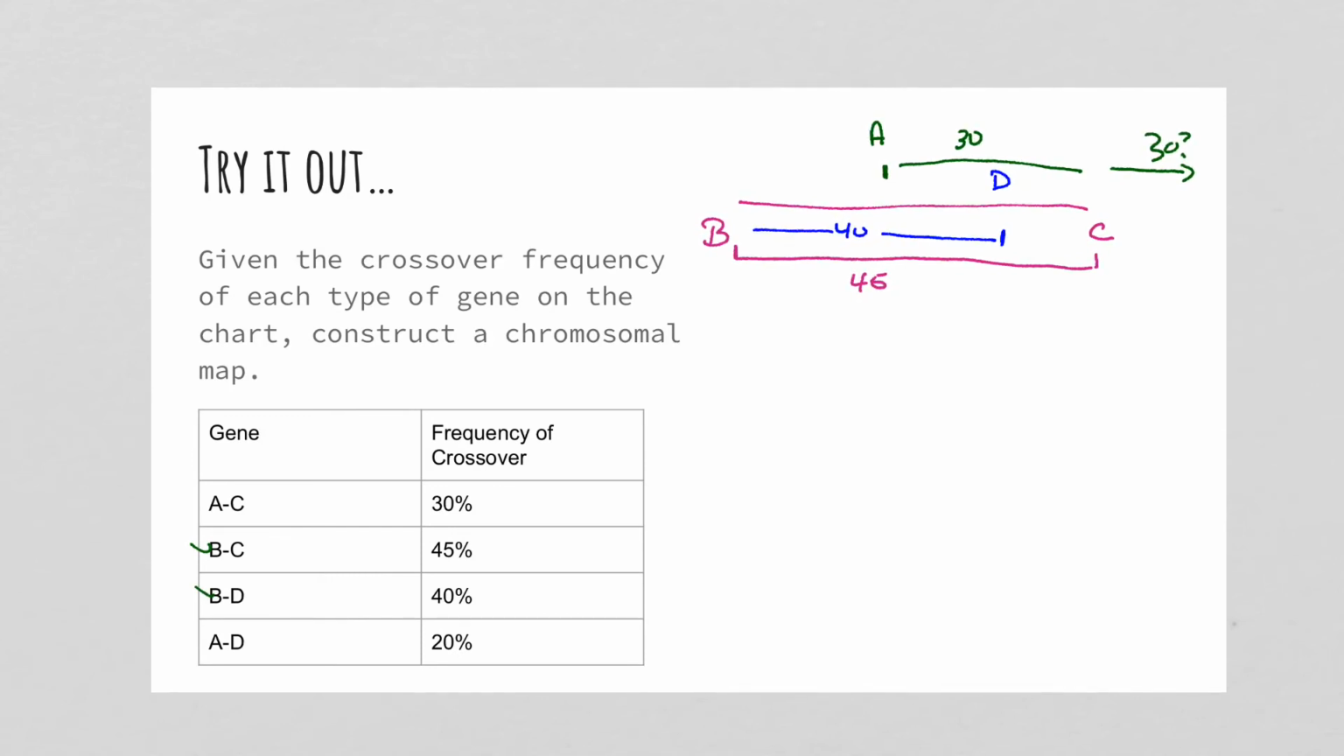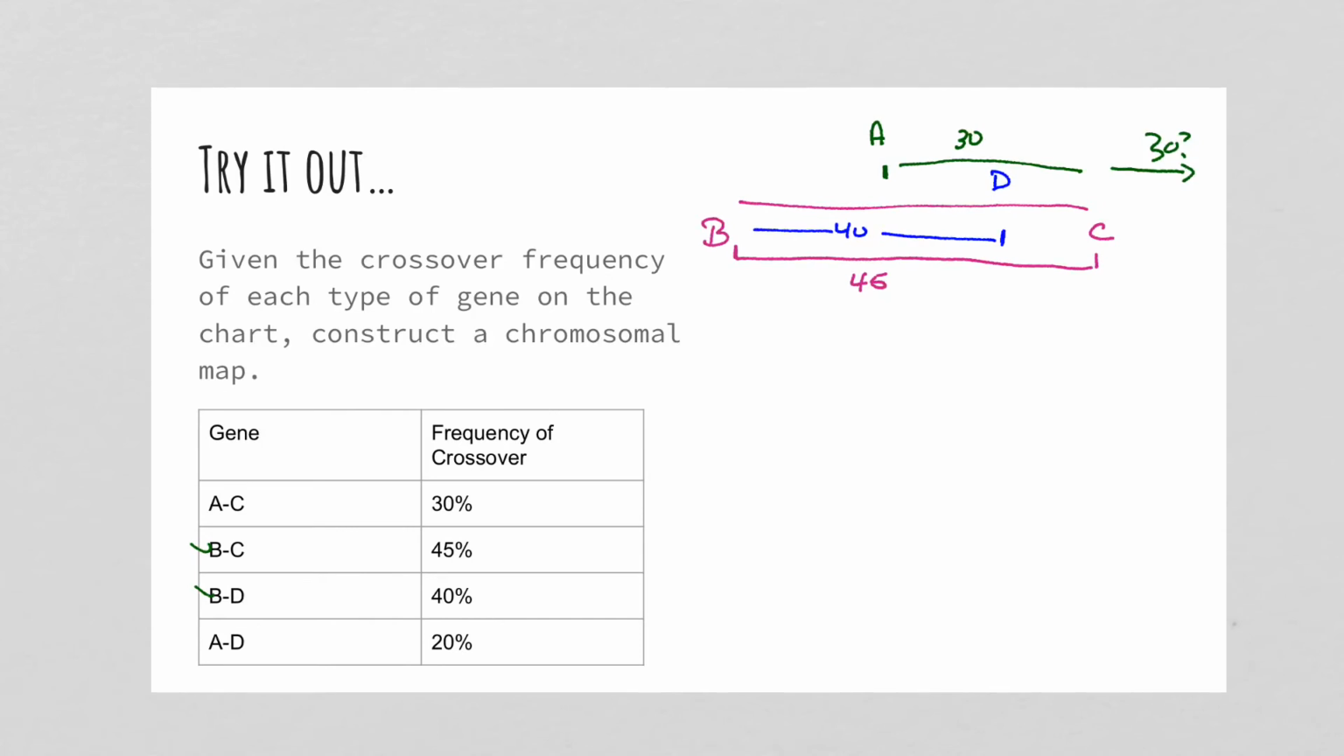Now, that being the case, A can be either on this side or this side. So let's say A and C is the 30 over here. If that was 30 and then we have 5 here, that would be 35 distance from A and D.